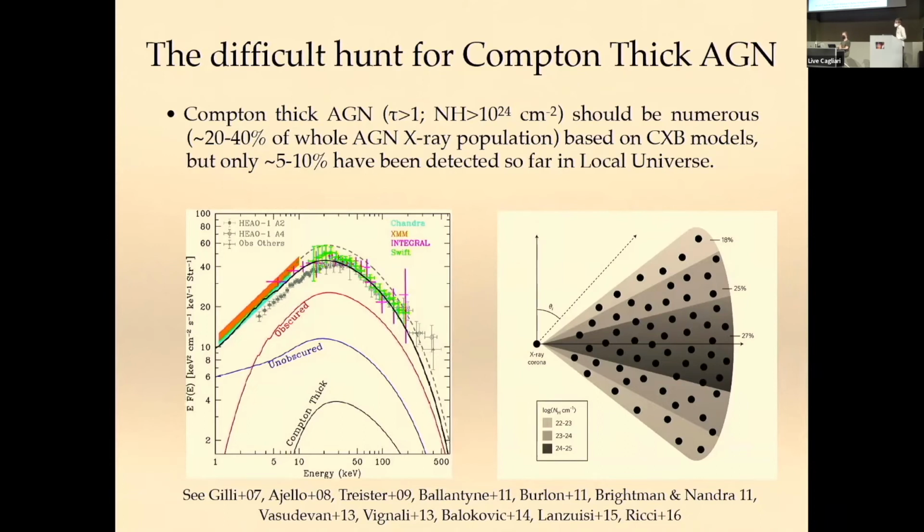They must be very numerous according to multiple AGN population synthesis models, from the oldest ones that you see there to the most recent one, like the Tonimanana one that you heard about yesterday. They should be up to 50% of the overall AGN population. But if we look at the local universe, only about 5 to 10% have been detected. If you take a blind sample, up to 10% are Compton-Thick, so way below the expected number.